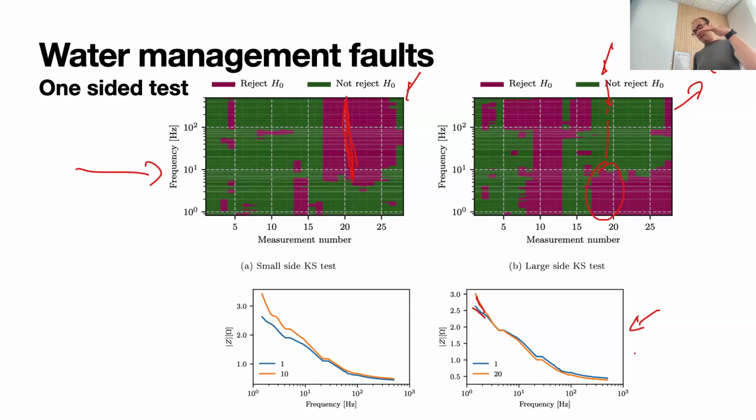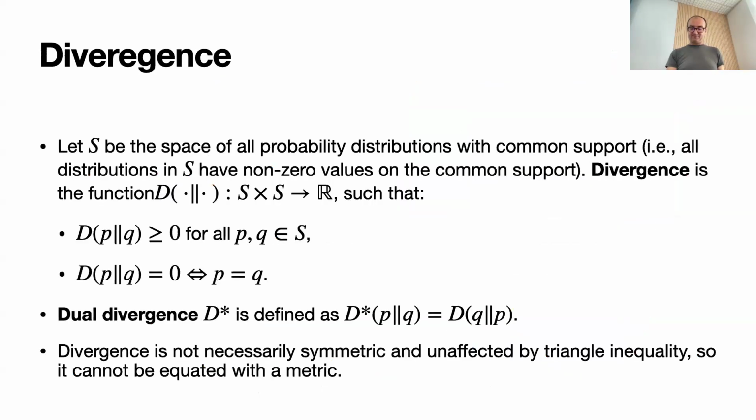Now we can look at whether the change in a positive way or in a negative way is significant, and this is called a one-sided test. Now we can go even further in the analysis of our EIS curves.